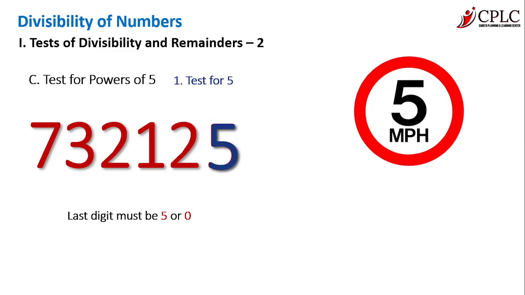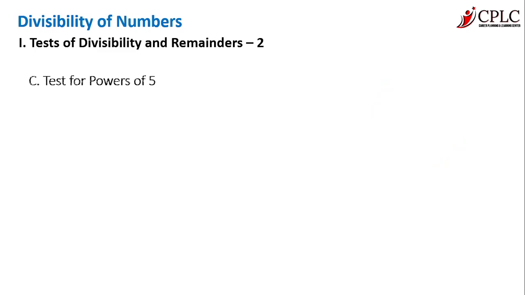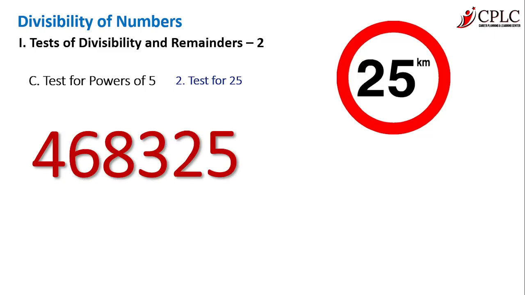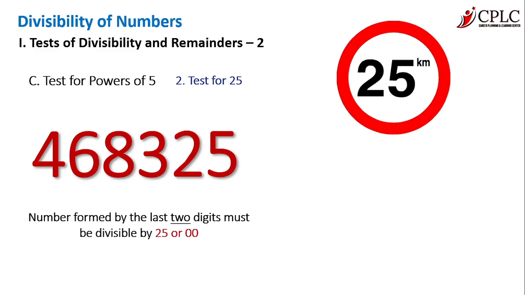Similarly, the next power of 5 is 5 square, which is 25. So for 25, you have to check the last two digits of the number. If the last two digits are divisible by 25 or double zero, then the number is also divisible by 25. If the last two digits are not divisible by 25, then the number is not divisible by 25. Simple as that. So this is like the powers of 2 pattern. The same thing is happening here also.